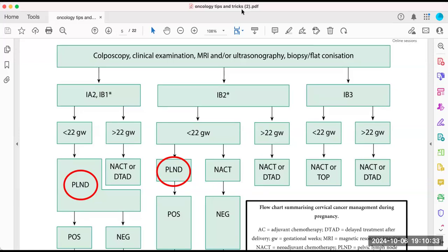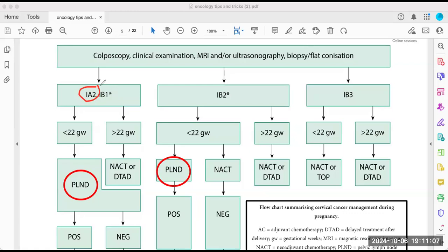So here they started the algorithm of management from 1A2. Why do you think they have started from 1A2? That's because 1A1 is already managed by conization, so there is no problem, and conization can be done during pregnancy, provided that it's done in a place with facilities to manage complications and hemorrhage and with good expertise, correct? So here I have 1A2 and 1B1.